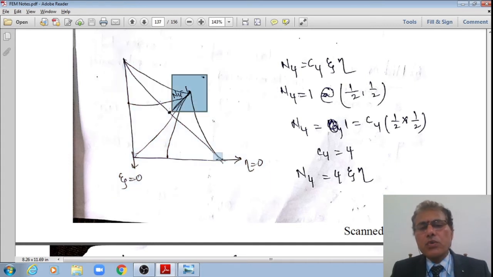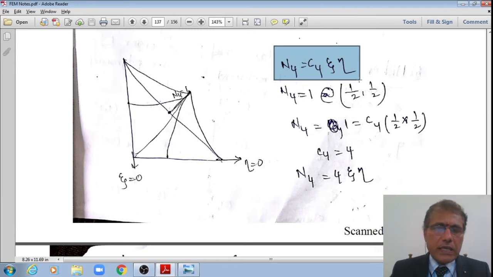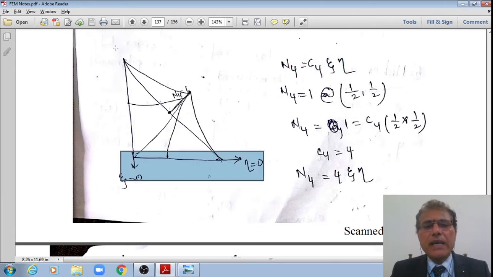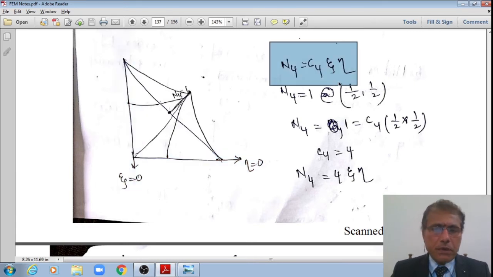By the time it goes to all these, it is 0 everywhere along this line as well as this line. Then I'll write N4 as a product rule as C4 multiplied by xi multiplied by eta, because it becomes 0 along the eta equal to 0 line as well as the xi equal to 0 line.